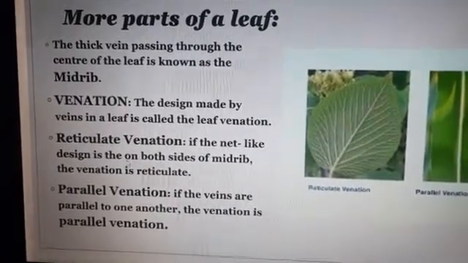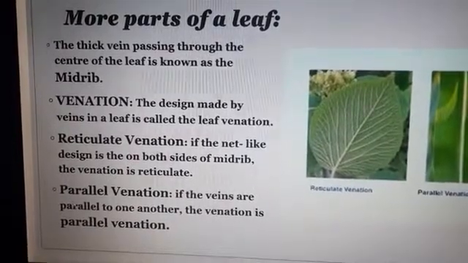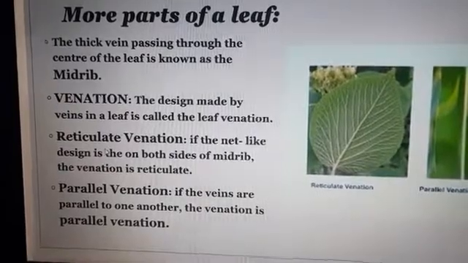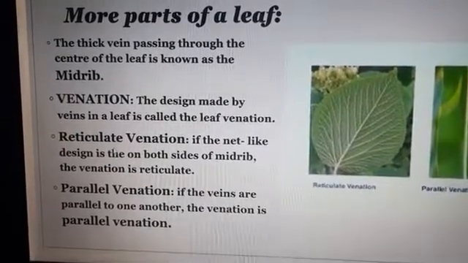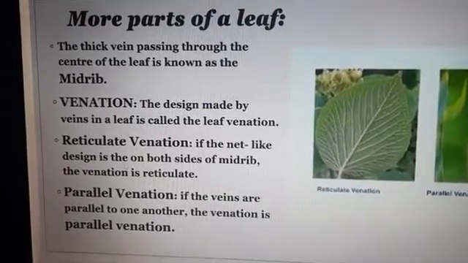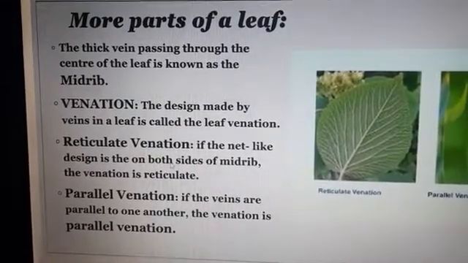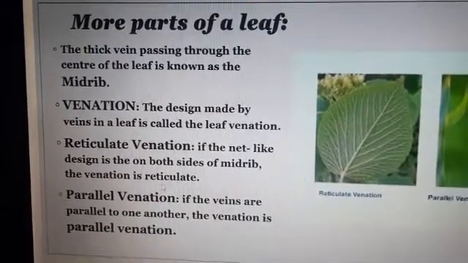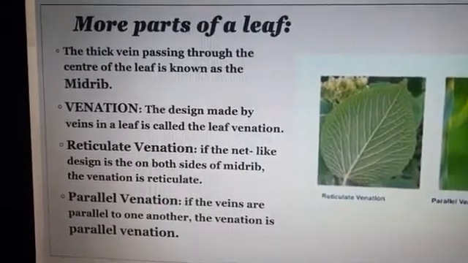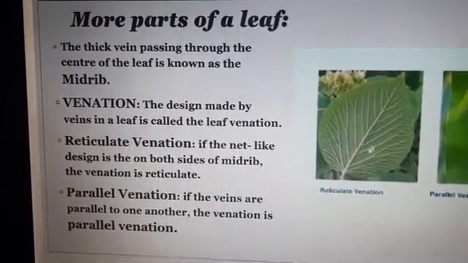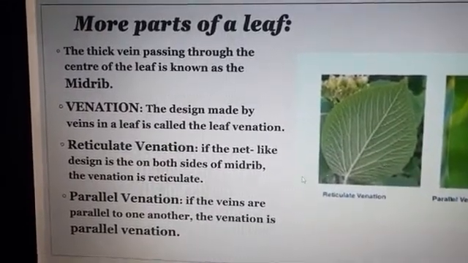There are two types of venation, reticulate venation and parallel venation. Say it with me, reticulate. Reticulate venation. If the net-like design is on both sides of the midrib, the venation is reticulate. So this kind of venation is called the reticulate venation.